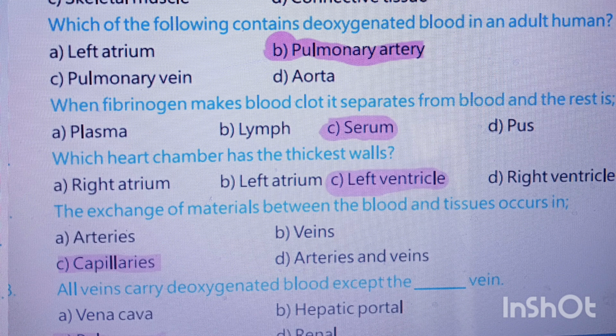The next one is, which heart chamber has the thickest wall? Which heart chamber has thick walls? The right option for this is option C, the left ventricle.